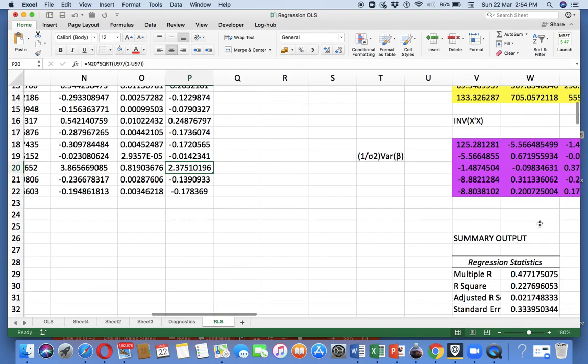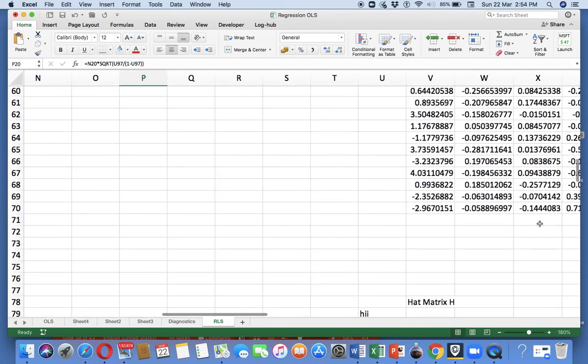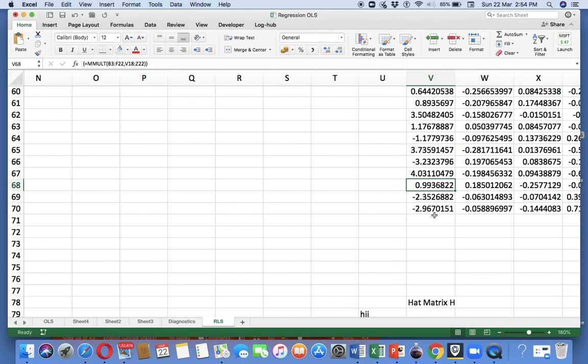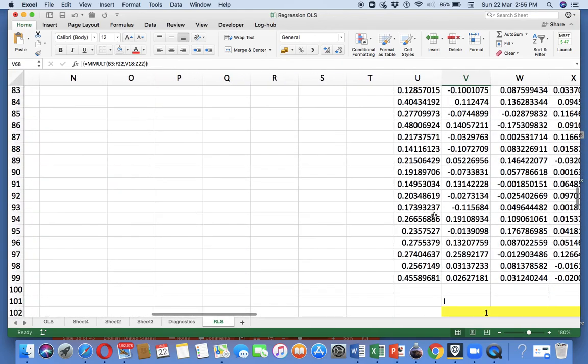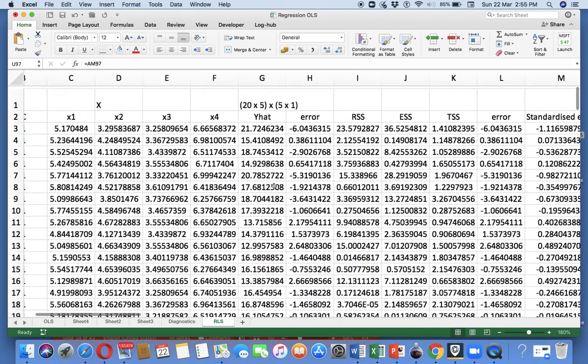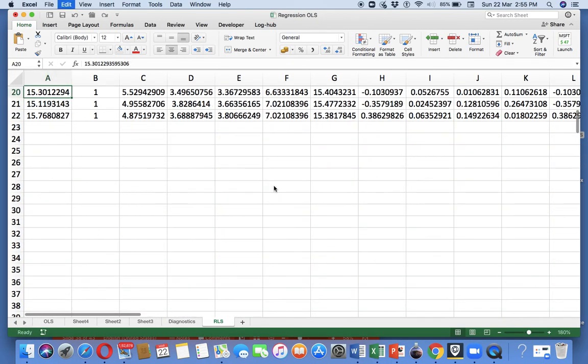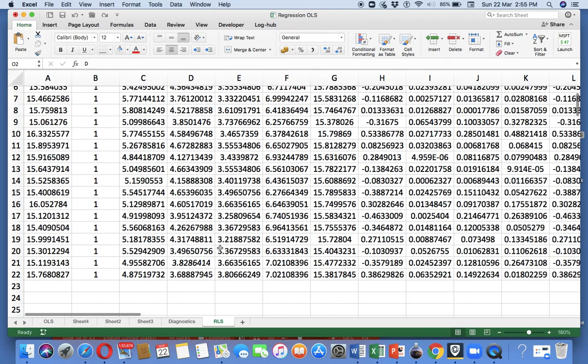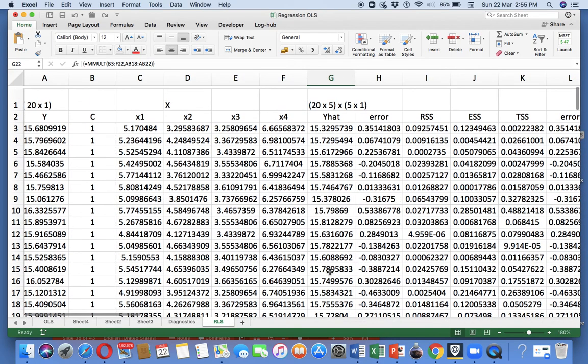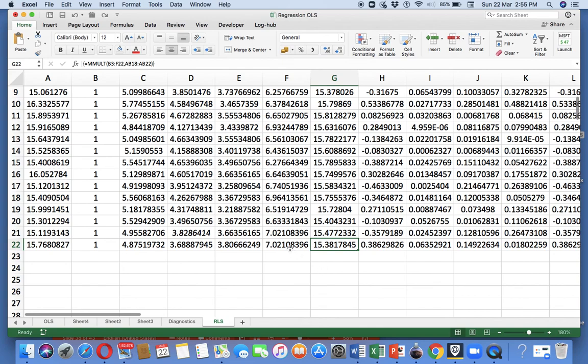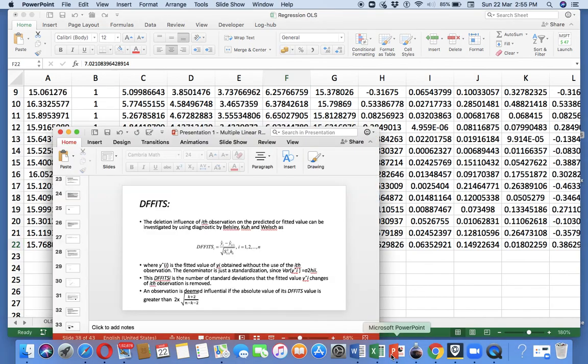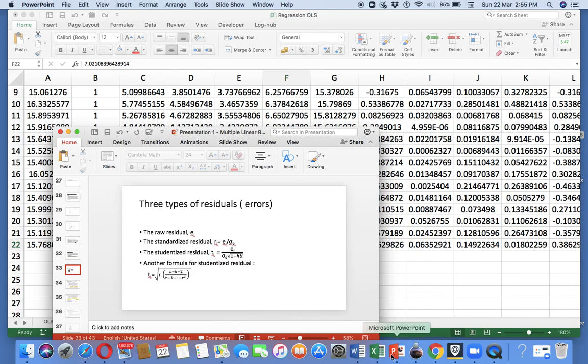There is nothing visible in the DFFITS. Sorry, nothing visible in the hat matrix. Nothing visible. So now we are clear in our minds that outliers in the dependent variable have to be detected using the error, the standard error, the standardized error, and the studentized error. That brings us back to this slide on regression diagnostics.